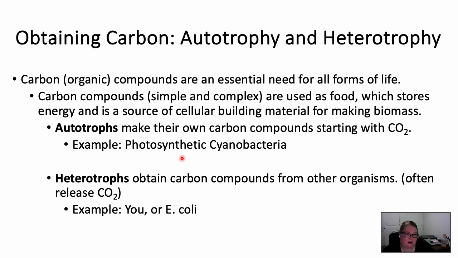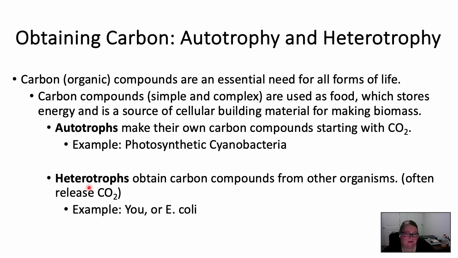An example of an autotroph would be photosynthetic cyanobacteria. Cyanobacteria are how we think that we got a lot of the oxygen in our atmosphere initially. They take carbon dioxide and use photosynthesis and light from the sun to make glucose, and then they use the glucose they made to power their cells.